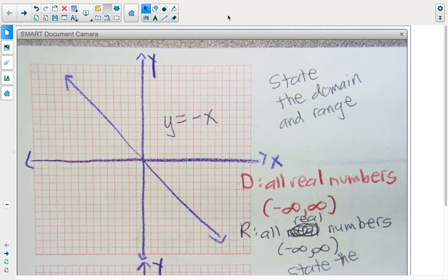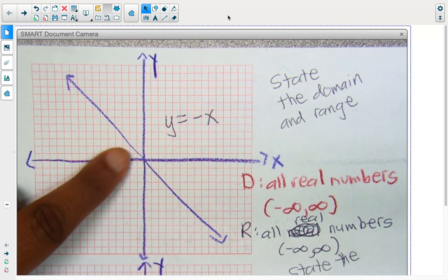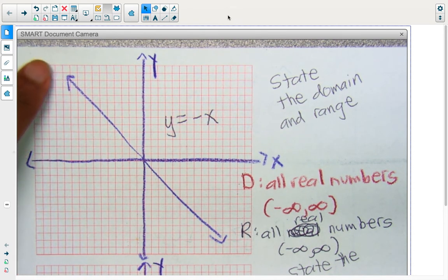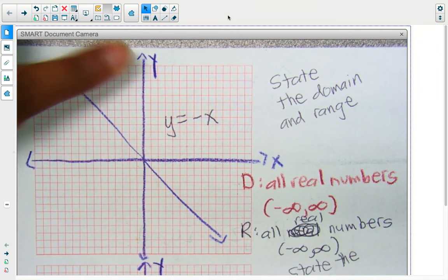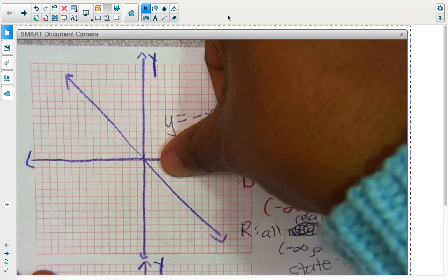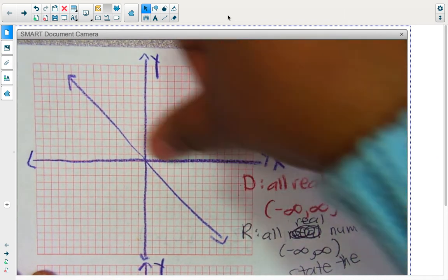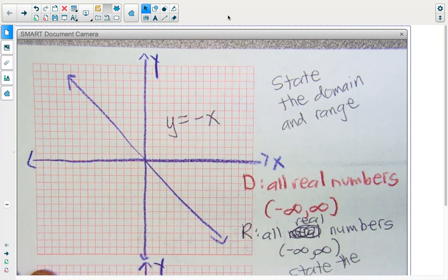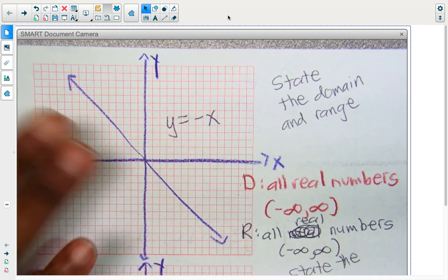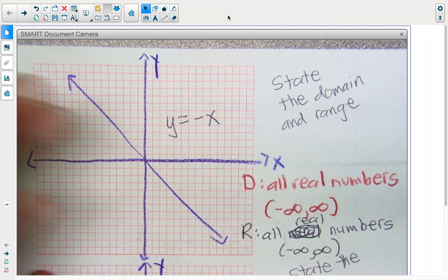So the reason I know my domain and range are both all real numbers is because my arrow is going to go up, up, up forever and take care of every single negative x and positive y. This is going to go down, down, down forever and take care of every single positive x, negative y. So all numbers are going to be taken care of. There's no gaps or holes. Domain and range are both all real numbers. And for any linear function, despite the direction or the slope, is going to be all real numbers. And the last one.